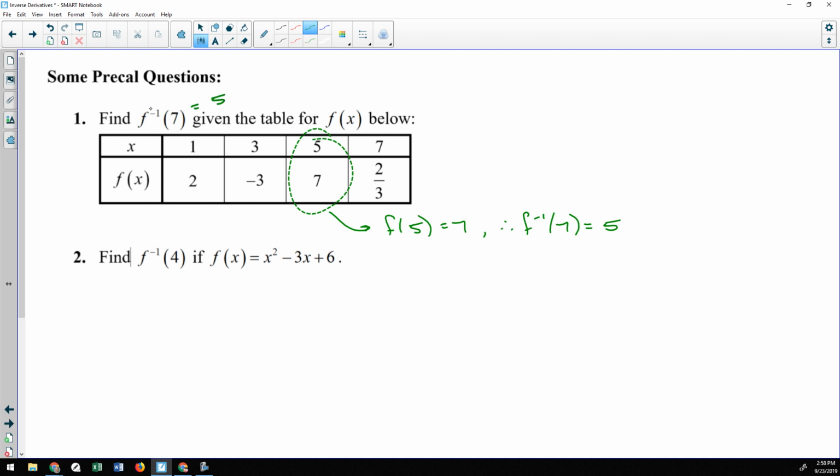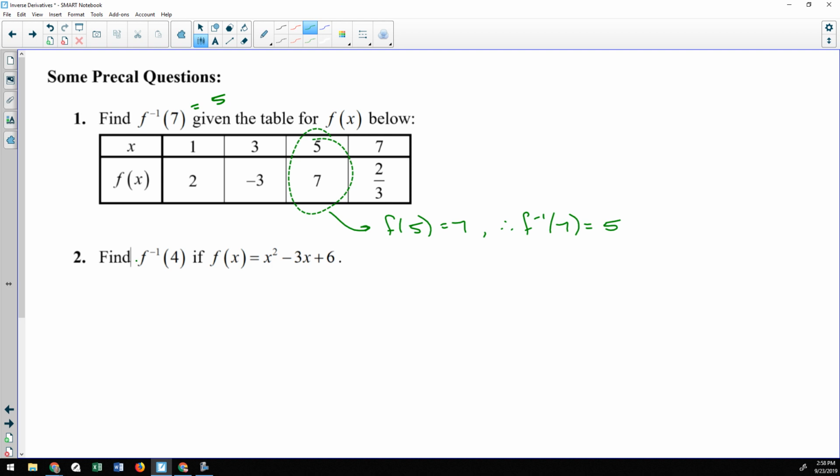Don't confuse this little -1 with an exponent. It's not the reciprocal, and some lousy teachers out there do use the words inverse and reciprocal interchangeably, but they are not synonymous, and so you do not do anything with the 2/3. That is completely irrelevant when we're finding f inverse of 7 given this table. So just remember that. Find f inverse of 4 if f of x equals all of this stuff.